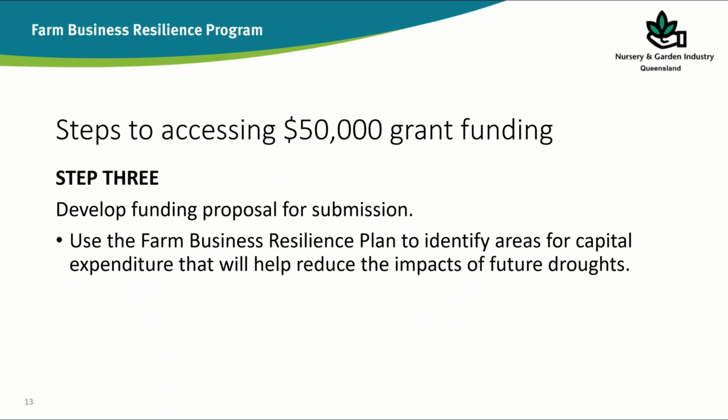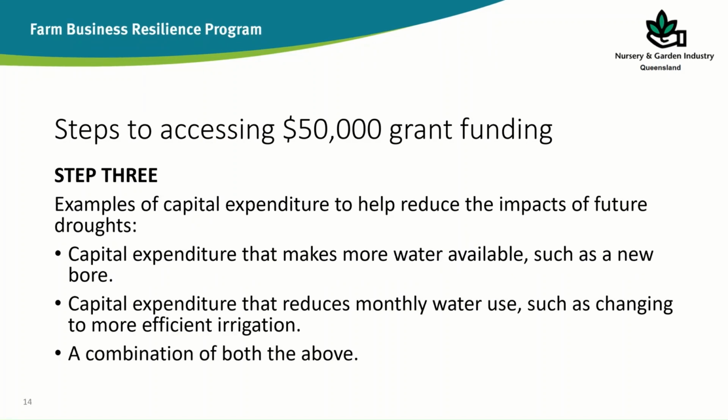Step 3 is to develop a funding proposal for submission. Following the guidance provided by the Farm Business Resilience Plan, areas for capital expenditure are identified that will help the business reduce the impacts of future droughts. For production nurseries, these will primarily be capital expenditure that makes more water available. For example, a new bore, or changing to more efficient irrigation, or some combination of these.